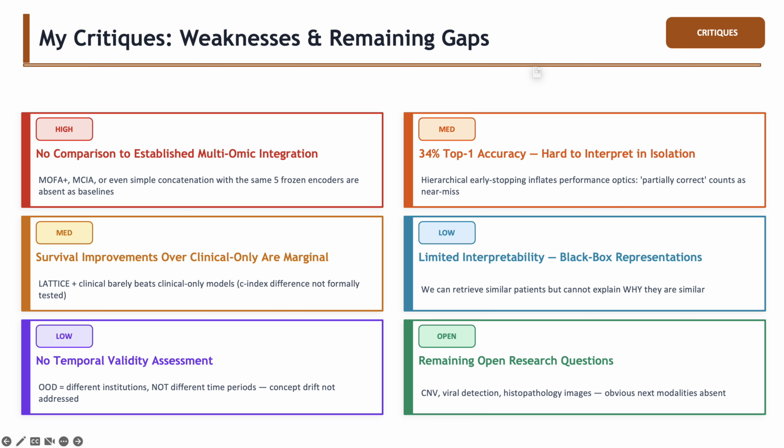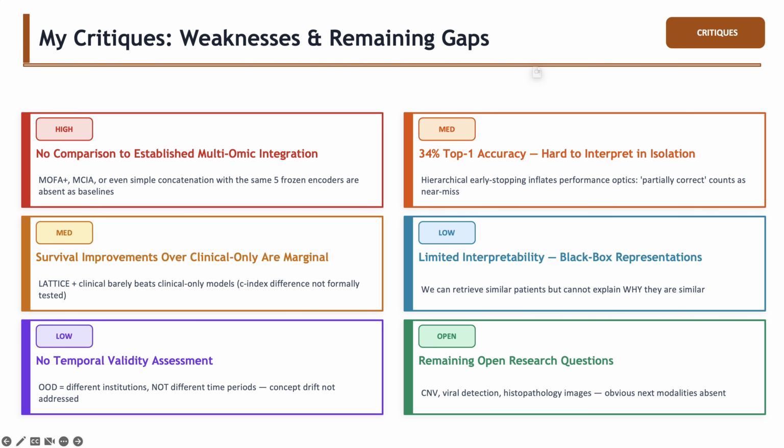And the second, 34% top 1 accuracy is hard to interpret in isolation. The hierarchical early stopping mechanism means close but not exact counts favorably in the distance metrics. I would want to see separately reported what fraction got the exact subtype right and what fraction got at least the correct cell of origin. The framing of errors being local is reassuring but potentially a fluff.